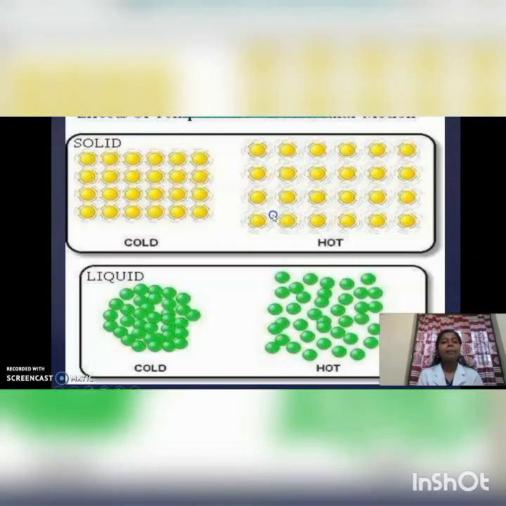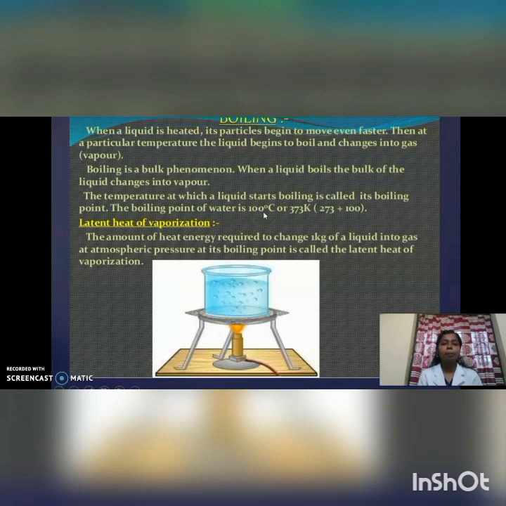Then, what happens during the boiling process? When a liquid is heated, the particles acquire more kinetic energy and start to move faster. There is a temperature at which the liquid starts to boil and changes to gas, and that temperature is known as the boiling point. Normally the boiling point of water is 100 degrees Celsius.